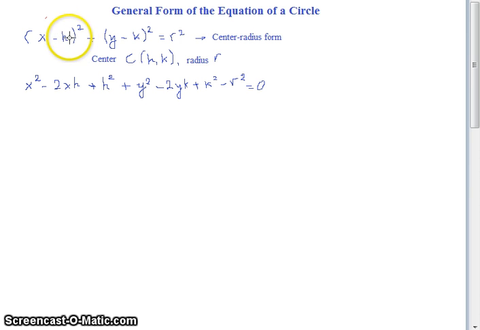The square of a difference of two terms is equal to the square of the first one minus twice the product of both plus the square of the second term. We apply the same formula for (y minus k) squared, and we move r squared to the left side.